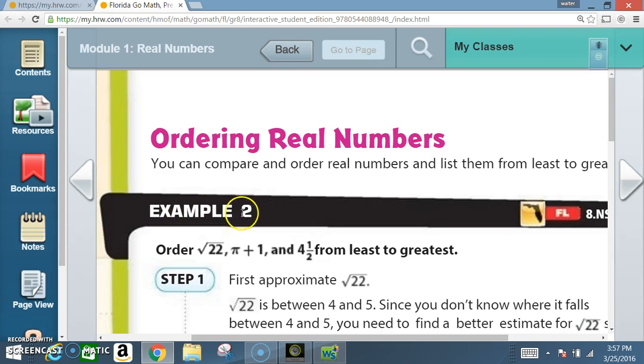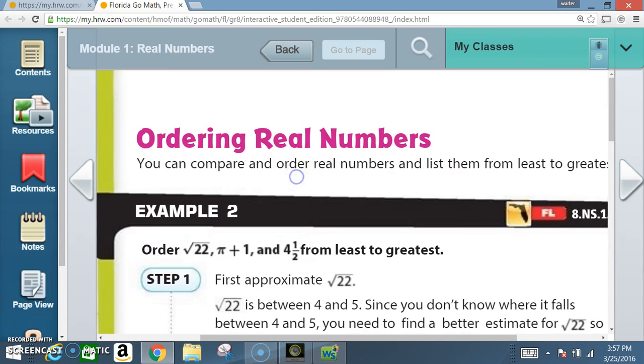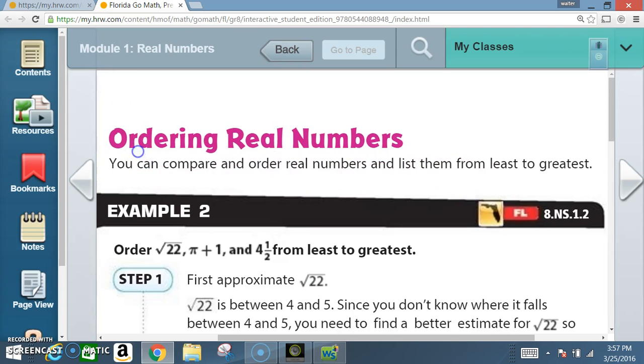All right, now let's take a look at something like example 2, ordering real numbers. You can compare and order real numbers and list them from least to greatest.